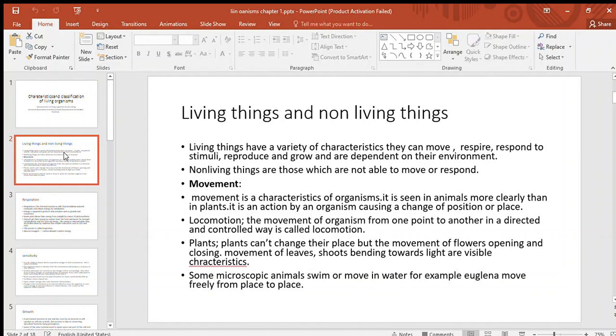You can change your position by moving into your room, kitchen, lounge, outside, school, colleges, and similarly animals can change their place from one place to another. Locomotion: the movement of an organism from one point to another in a directed and controlled way is called locomotion.